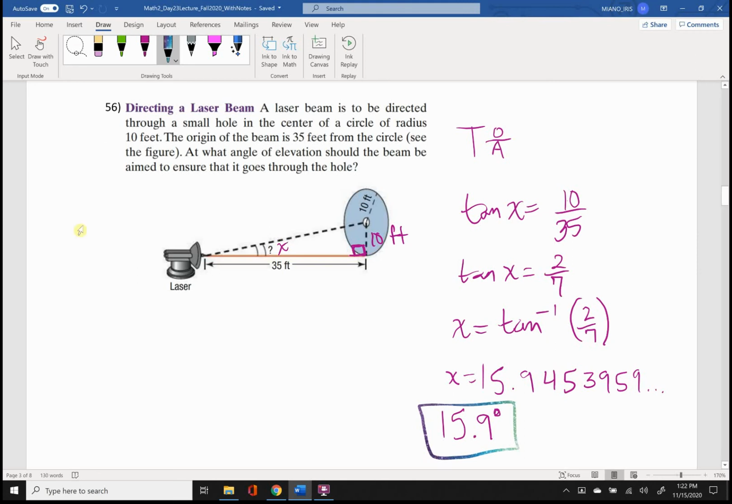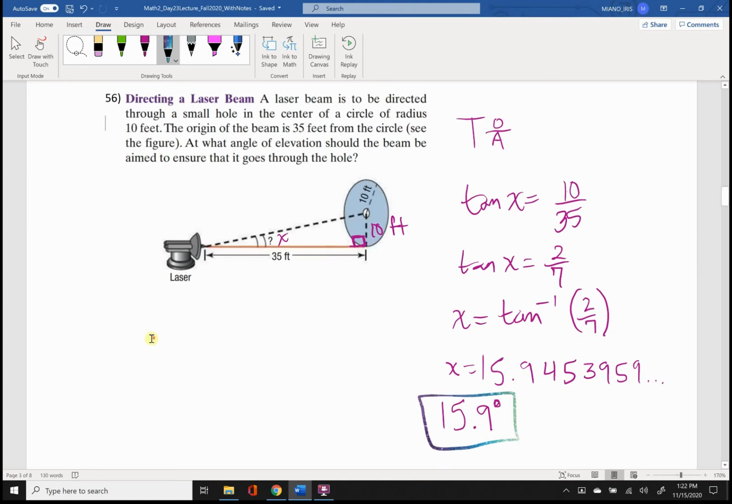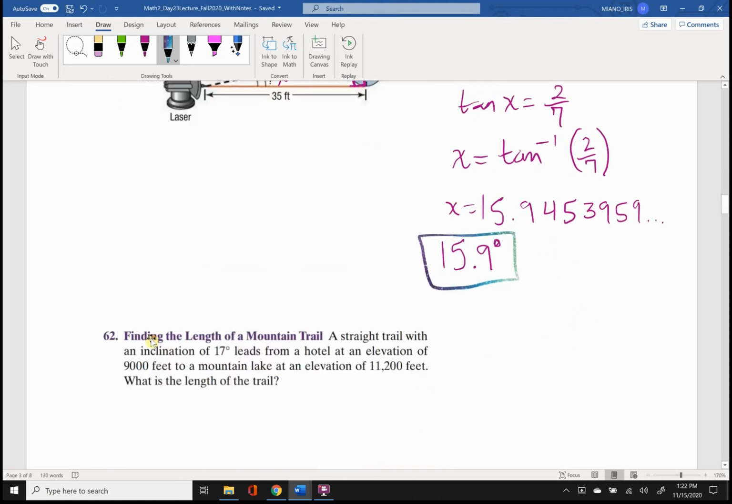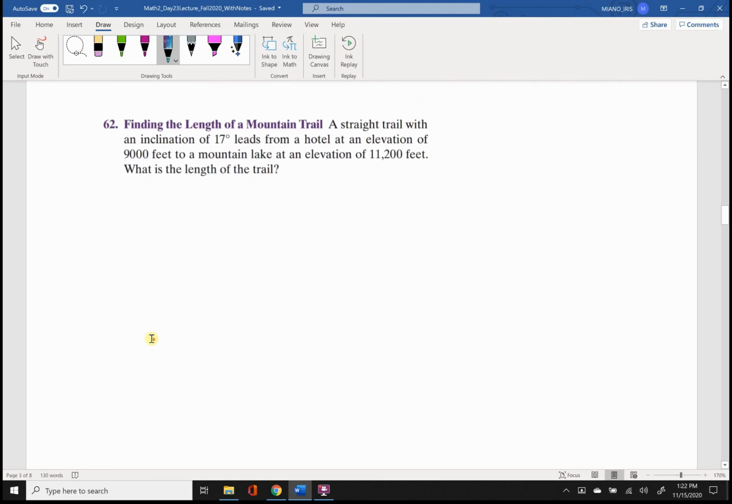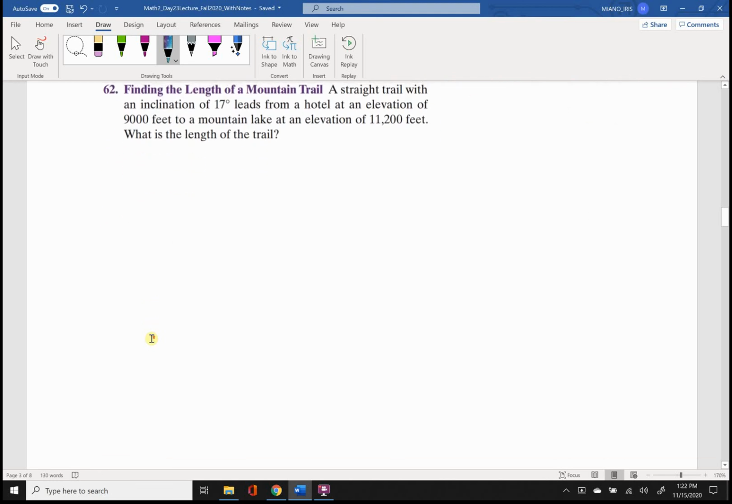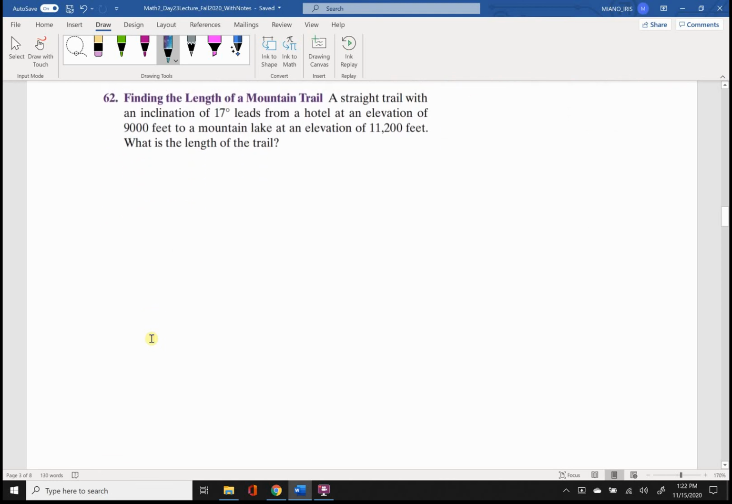Cool, and that's that. Now, it's all well and good when the exercise has a figure associated with it, but what if it doesn't? Well, number 62 is one such example, in which case it's going to be very important that we come up with a figure that matches what's being presented here, so that we know how to organize the information and answer the question.